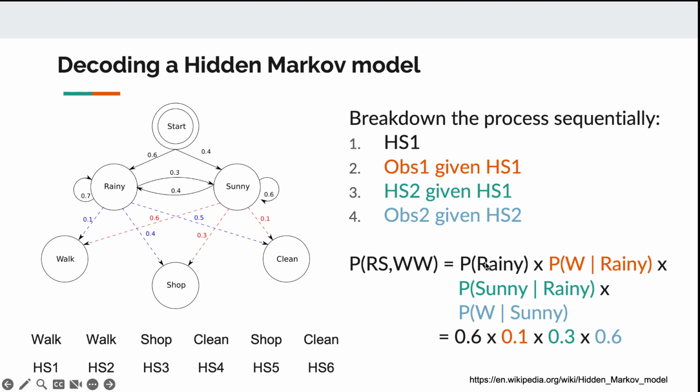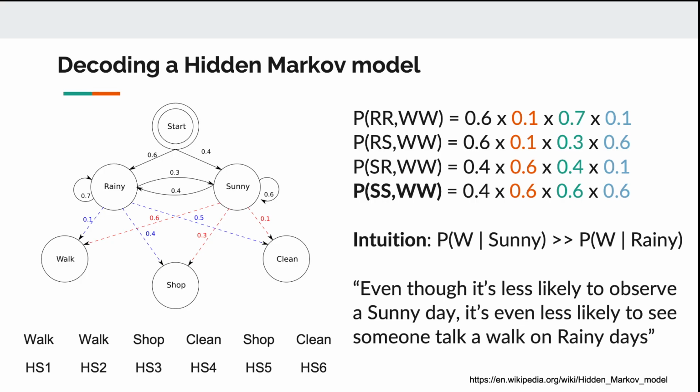The probability that it's rainy from the beginning is 0.6. The probability that someone will take a walk given that it's rainy is 0.1. The probability that tomorrow will be sunny given that today is rainy is 0.3. And the probability that someone will take a walk given that it's sunny outside is 0.6. So we just look up the numbers from the Hidden Markov model, and then we can calculate the probability for this possibility, rainy and then sunny.